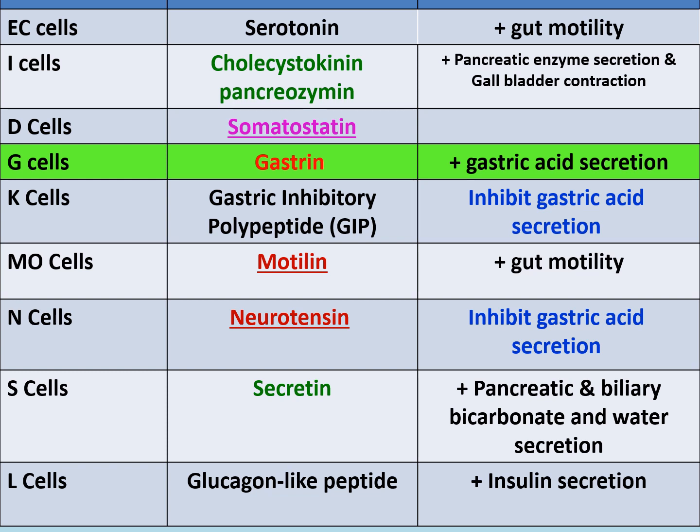D cell can secrete somatostatin. We have G cells we mentioned before, which secrete gastrin. We have MO cells, which secrete motilin. N cell, which secretes neurotensin. S cell secretes secretin. L cell secretes glucagon-like peptide, and so on. It is a variety of hormones having different actions on neighboring cells.